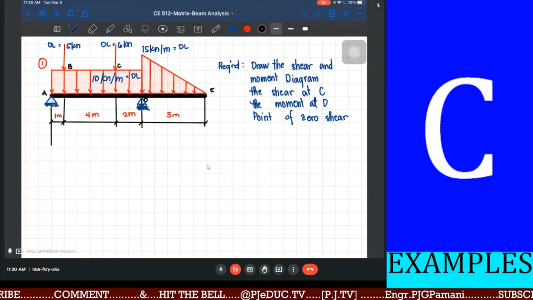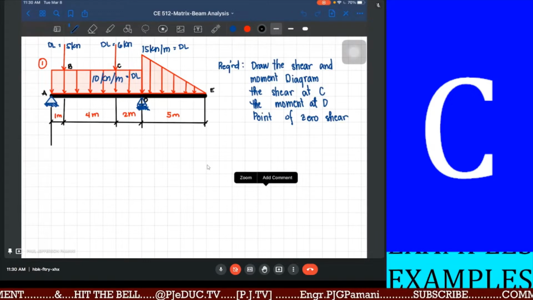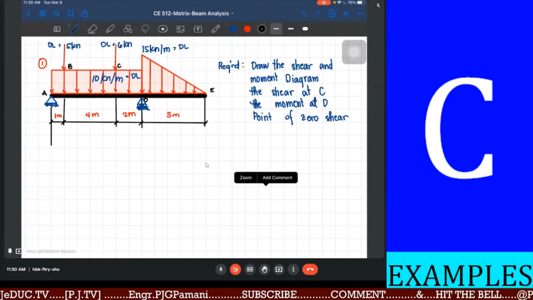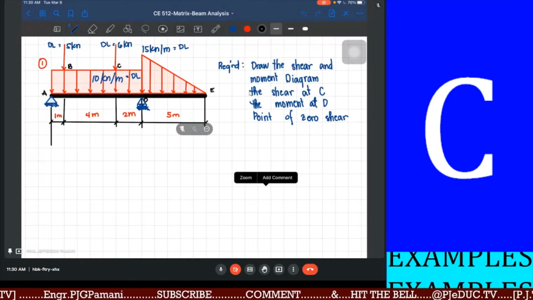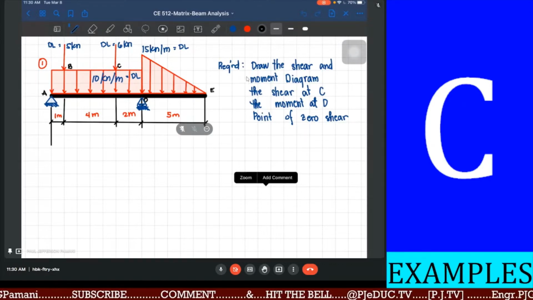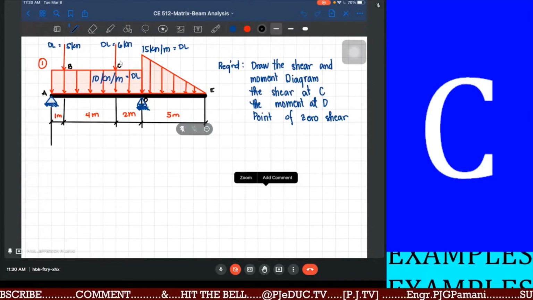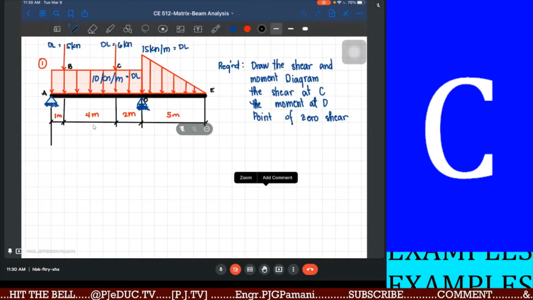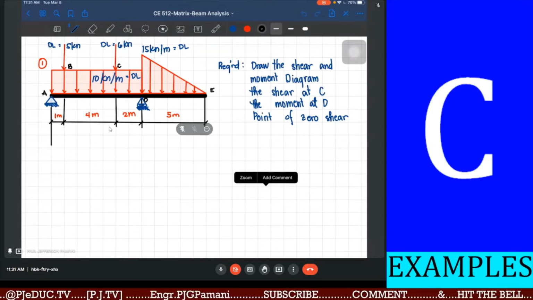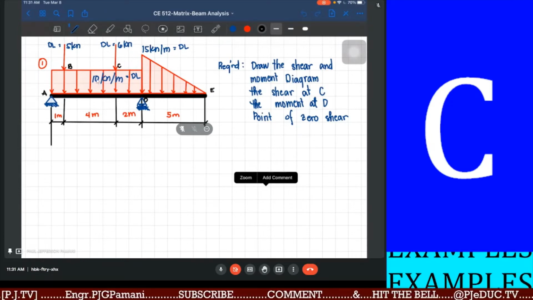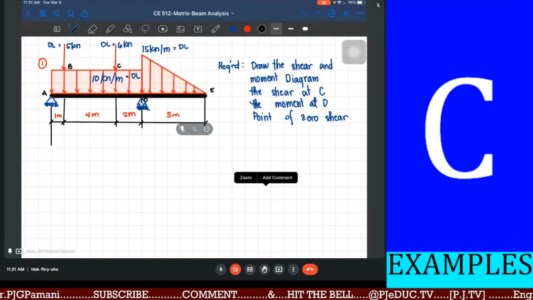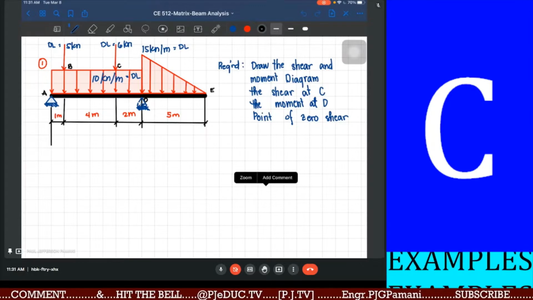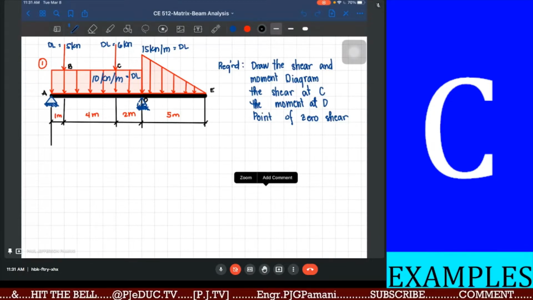Kindly participate. So, we have here a simply supported beam with a cantilever span, or with an overhang beam. We are required now to draw the shear and moment diagram, the shear at point C, which is basically 5 meters from the hinge support, and the equivalent moment due to the applied dead loads at point D, which is the location of your roller. And lastly, the point of zero shear.